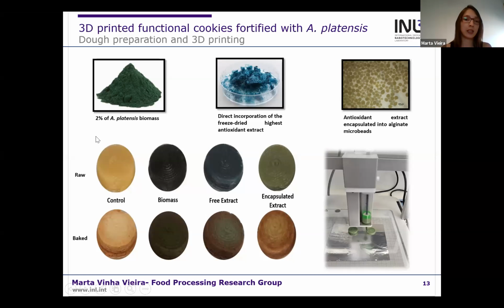Here we can see the cookies just after 3D printing, and here just after baking. And here was the 3D food printer used for printing the cookies.